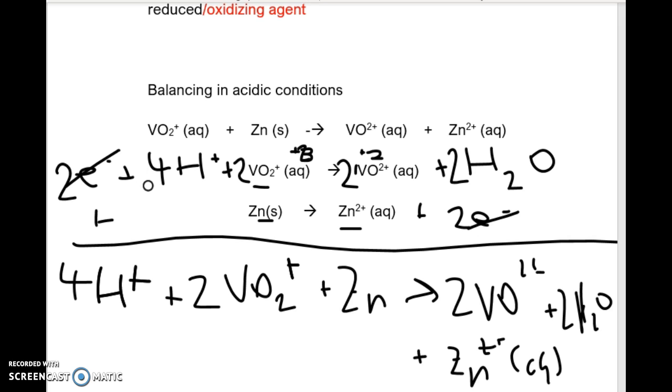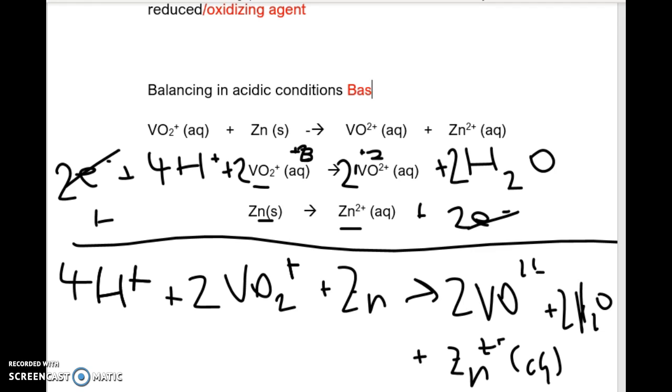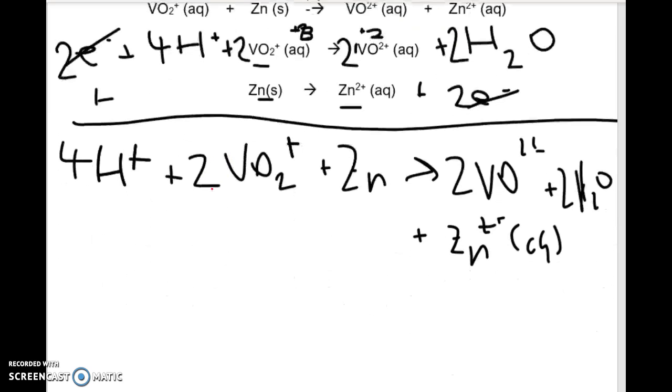Now the question is, well, what if they asked you in basic conditions? Well, if they ask you in basic conditions, you have two options, okay? But I think there's an easy way and there's a hard way. So let's say, for example, instead of saying acidic conditions, they said to balance this in basic conditions. Well, you can either learn this whole new way to balance it, or you can just add 2 steps to your acidic answer, right?